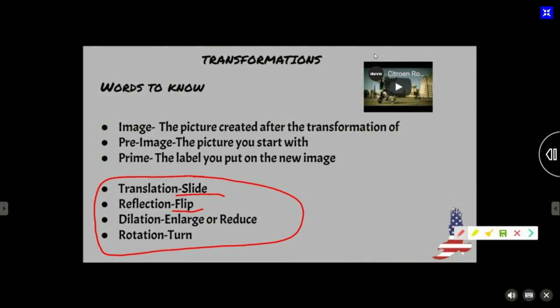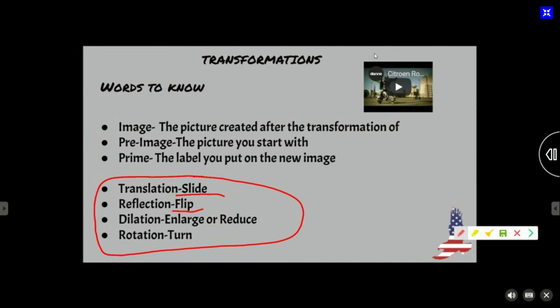If I had flipped it over, I have done a translation, a reflection, I'm sorry. My thumb is on the left side. If I flip it, it becomes on the right side, right? That's a reflection. A reflection is a flip, when something flips over.